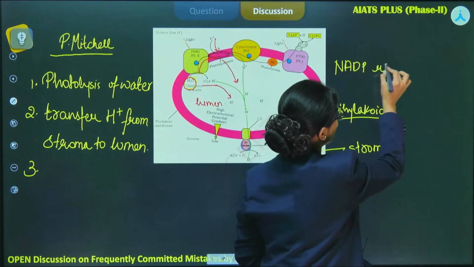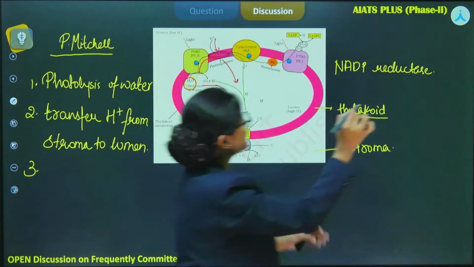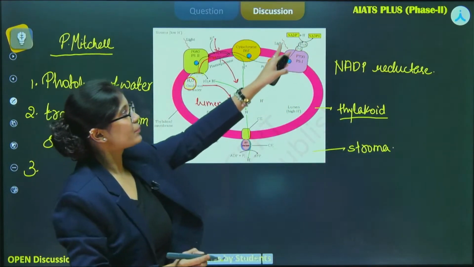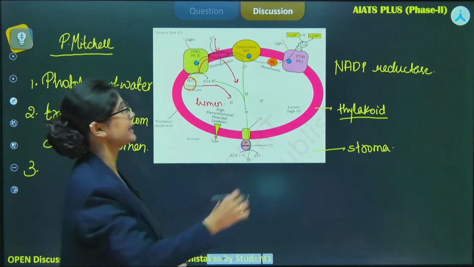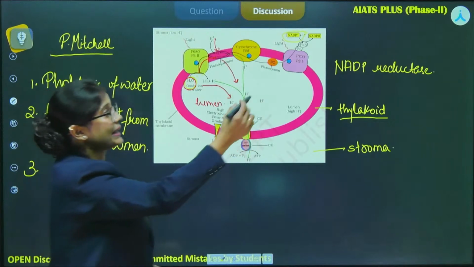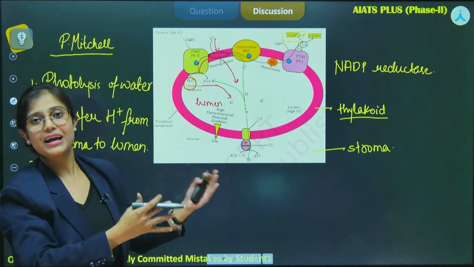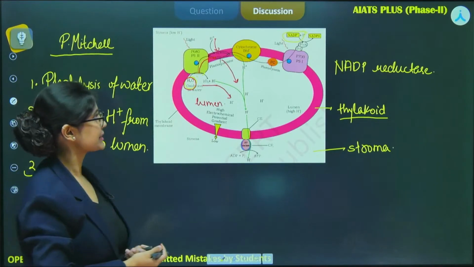NADP reductase, I'm so sorry. What it does, it basically accepts the protons from the stroma side and they get added with the NADP plus and it gets formed into NADPH, which will act further as an assimilatory power in the photosynthesis, right?